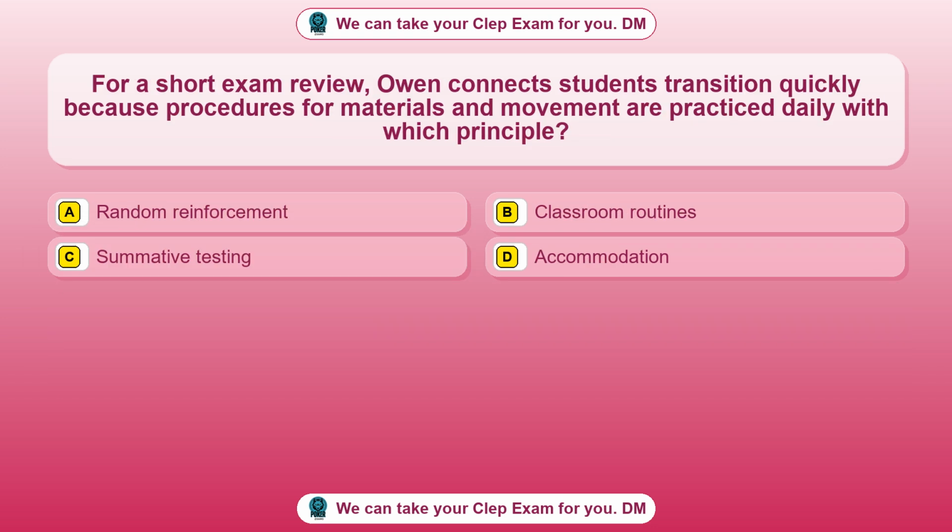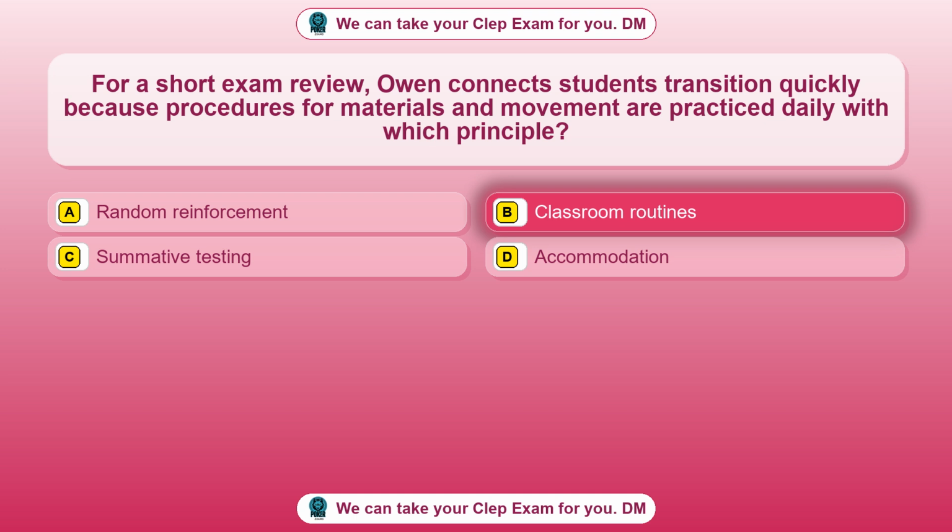Question 71. For a short exam review, Owen connects students transition quickly because procedures for materials and movement are practiced daily with which principle? Option A, random reinforcement. Option B, classroom routines. Option C, summative testing. Option D, accommodation. The correct answer is option B, classroom routines.